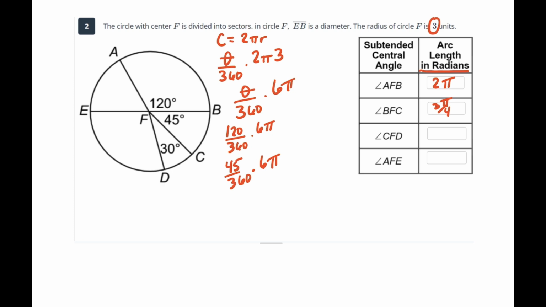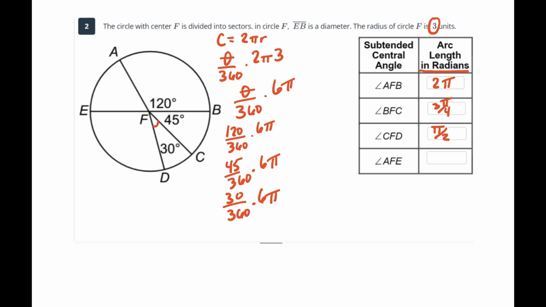The next one is CFD, which is this one, and that's 30. So you're going to go 30 over 360 times 6 pi. And when you go 30 times 6 divided by 360, you're going to get 0.5, or you can change it back to a fraction, and it'll give you 1/2. So 1 times pi is pi over 2. You probably won't ever see 1 pi over 2. You'll just see pi over 2.